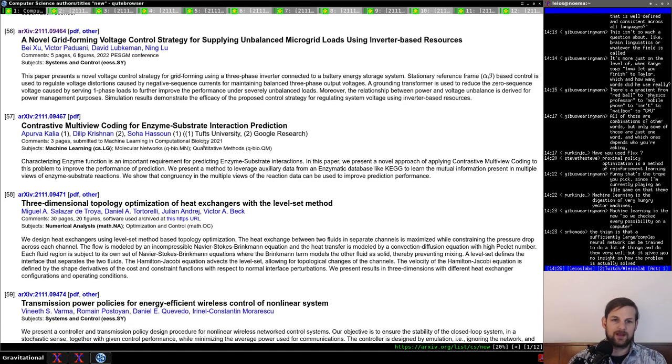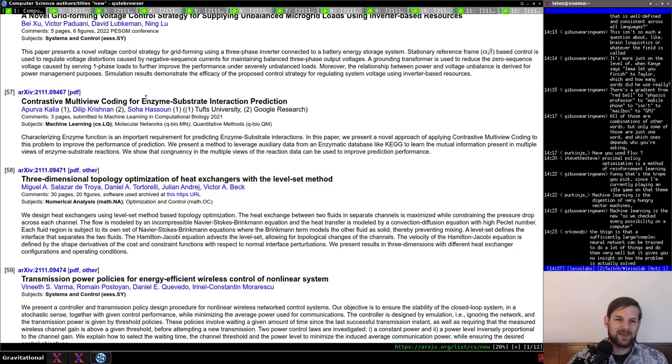Contrast and multi-view coding for enzyme substrate interaction protection. Oh man. Okay. Anytime I see enzyme stuff, I'm like, this could be quite cool, or it could not be. Oh, Tufts though. Interesting. And Google research. Interesting. Okay, but then you see machine learning, I'm like, maybe not.